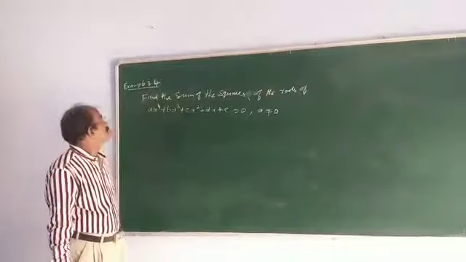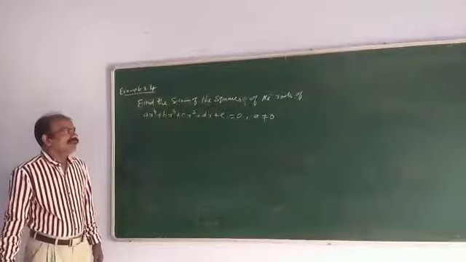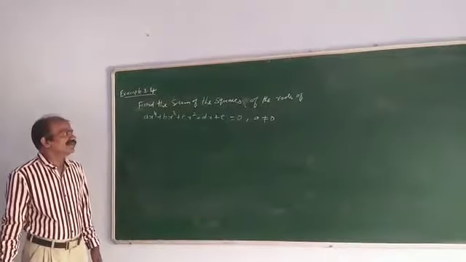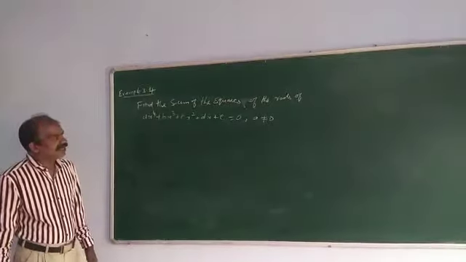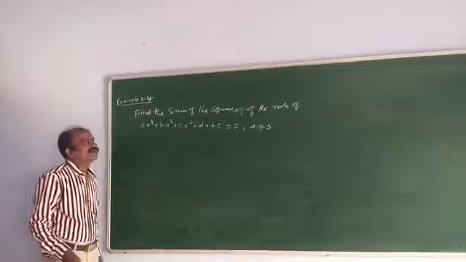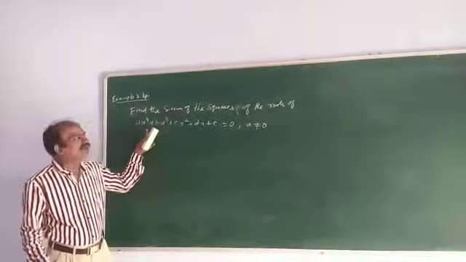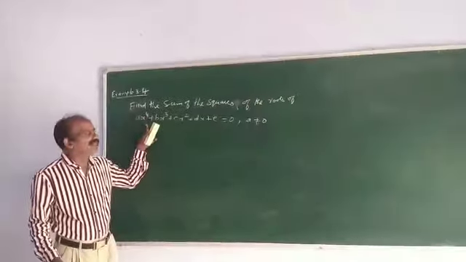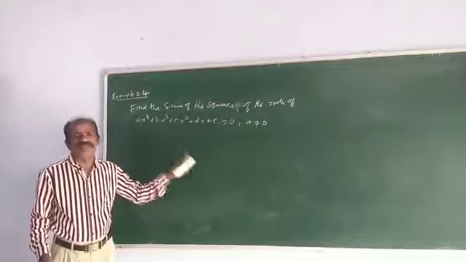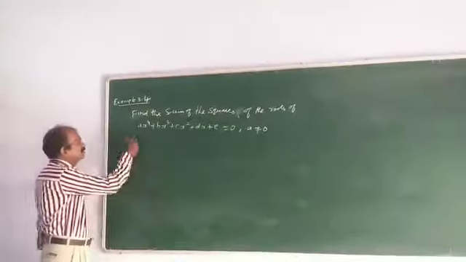Next question, example 3.4. Find the sum of the square of the roots of ax to the power 4 plus bx cubed plus cx squared plus dx plus e equal to 0, a not equal to 0. Sum of square of the roots. Here it is a fourth order equation. For roots alpha, beta, gamma, delta, we have to find out the value of alpha square plus beta square plus gamma square plus delta square. That is to find.